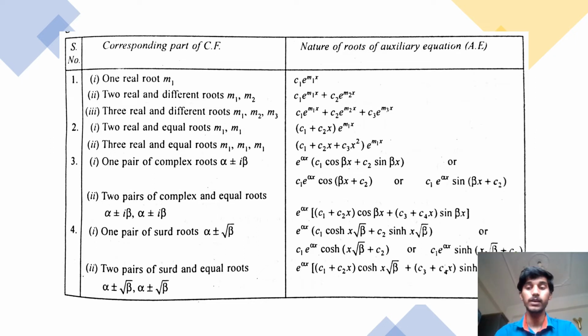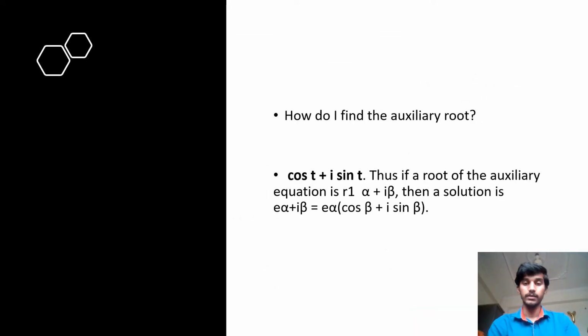This is how the auxiliary equation solution is written for the given roots to solve a higher order differential equation. Now, coming to how we handle complex roots. Simple: cos t plus i sin t. Thus, if a root of the auxiliary equation is alpha plus i beta, then the solution is e to the power of alpha plus i beta, which is equal to e to the power of alpha into cos beta plus i sin beta.